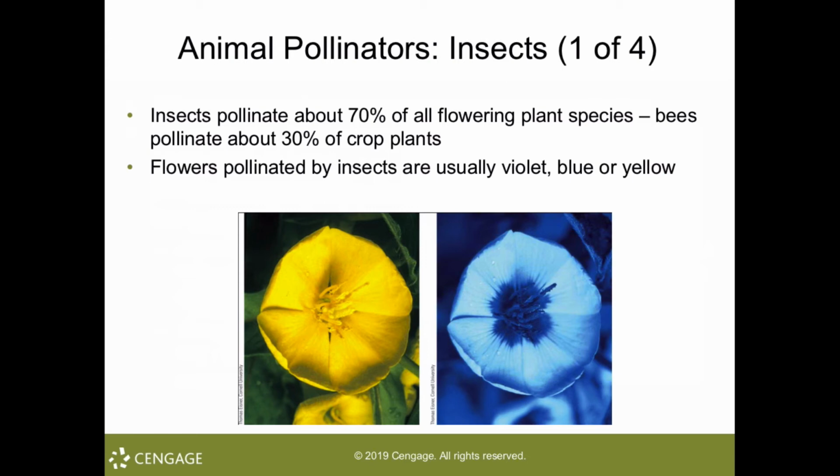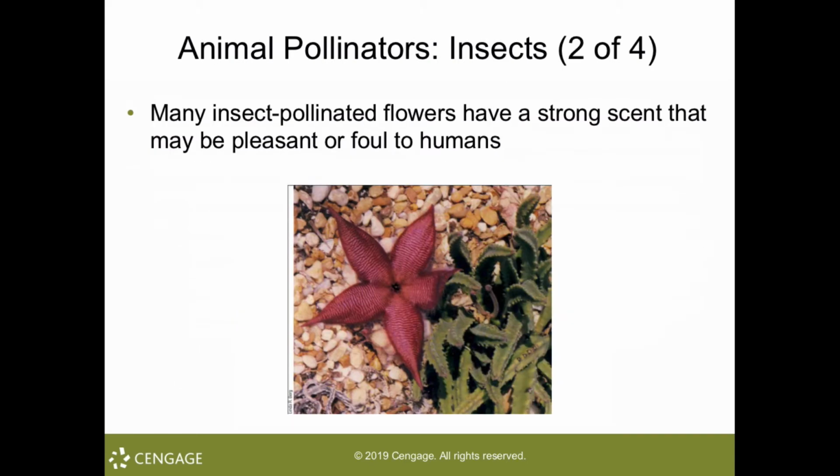So insects, they have a well-developed sense of smell, and many insect-pollinated flowers have a strong scent that may be pleasant or even foul to humans. For instance, the carrion plant. It's pollinated by flies and smells like rotting flesh in which flies lay their eggs. As flies move from one reeking flower to another looking for a place to lay eggs, they transfer pollen grains.